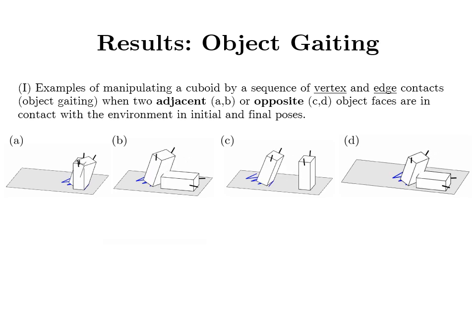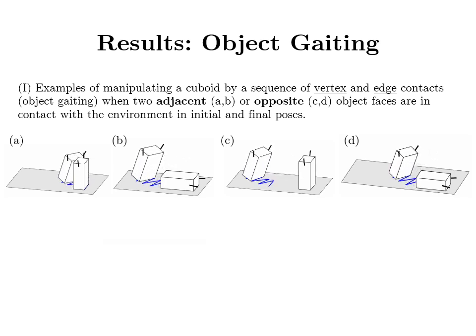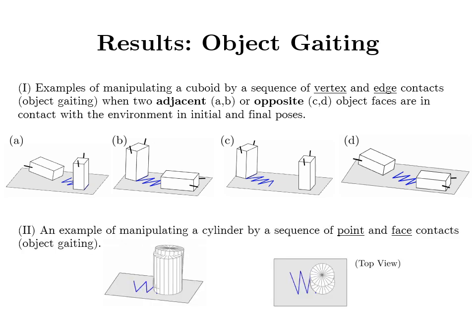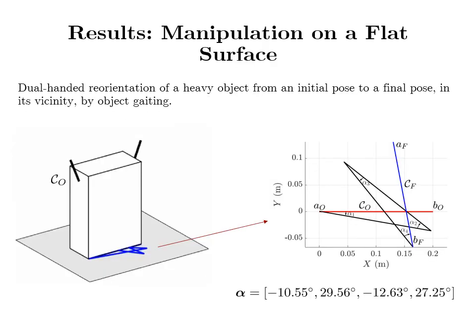Here, you see examples of manipulating a cuboid by a sequence of vertex and edge contacts when two adjacent or opposite object faces are in contact with the environment in initial and final poses. And here, you see an example of manipulating a cylinder by a sequence of point and face contacts. Note that our proposed gate planning method can be applied to complex shaped objects.